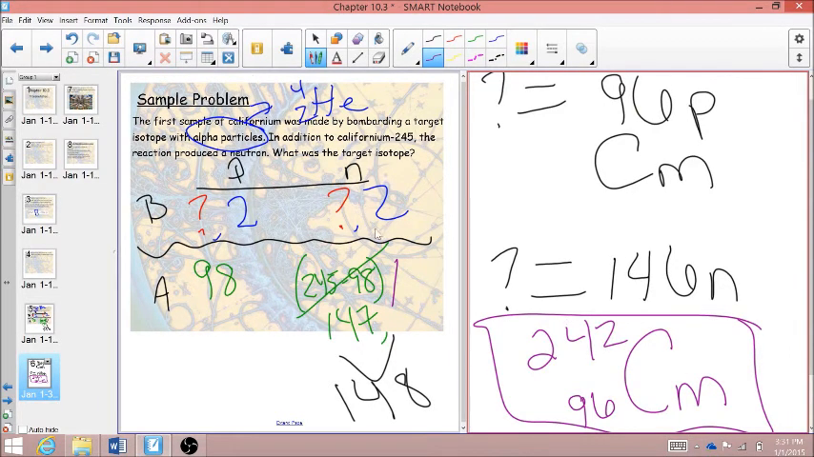So when you're solving a problem like this, make sure that you list how many protons and neutrons you had both before and after the transmutation, and you have to balance them. You have to have the same number of protons before and after and the same number of neutrons before and after.